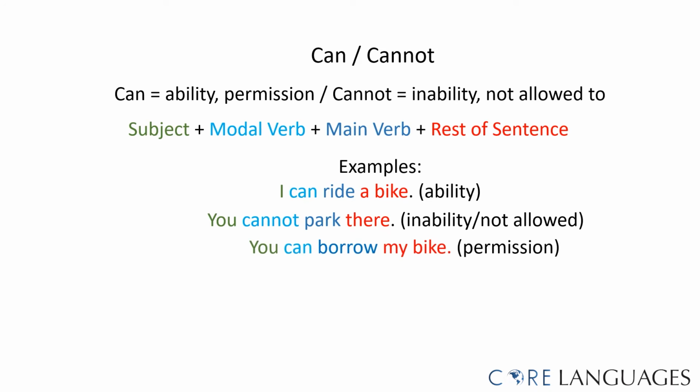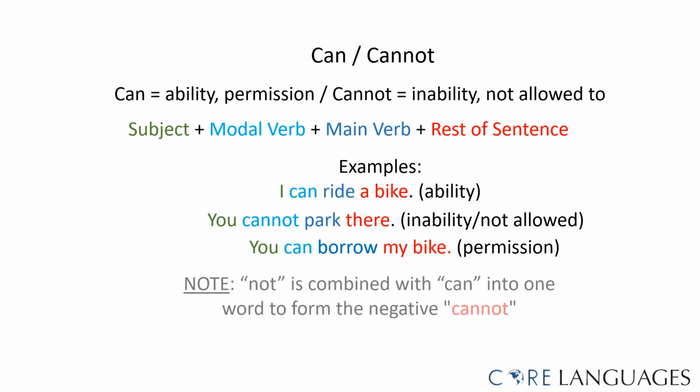You can borrow my bike. This sentence expresses permission. You are allowed to borrow my bike. Note that not and can are combined into one word to form the negative cannot.